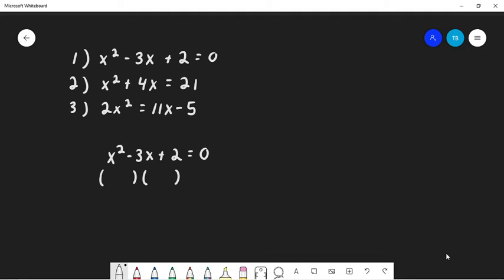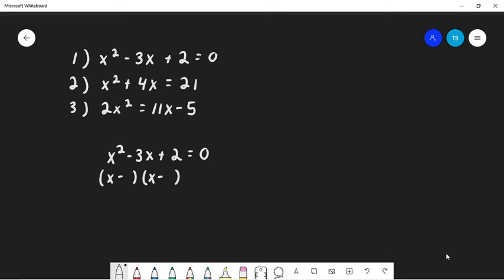We know that the first term in each of the binomials is going to be x, because the first term in the trinomial is x squared. And we know that both of the signs in the binomials are going to be negative, because the constant term is positive. So that tells us that the signs are the same. And then the middle term here in the trinomial is negative, so that's what tells us that both signs in the binomial are going to be negative.